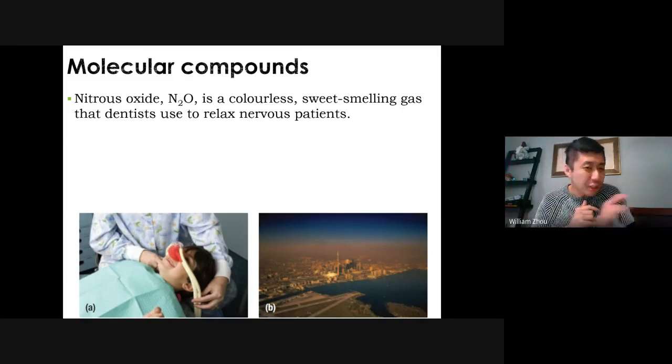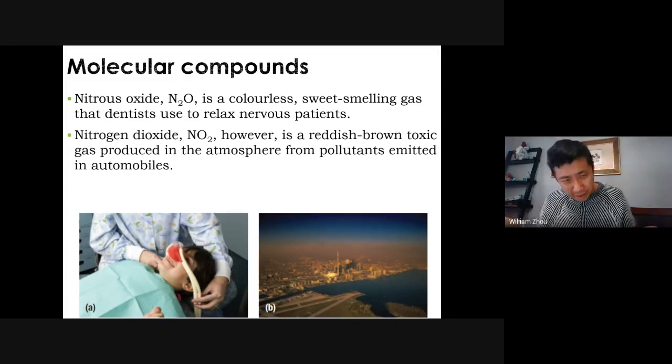N2O, kind of like H2O, but instead of H you have N. What is that? That's laughing gas. People in the past, dentists, used to give this to patients as an anesthetic. It calms them, relaxes them, and puts them to sleep. It's colorless and smells kind of sweet.